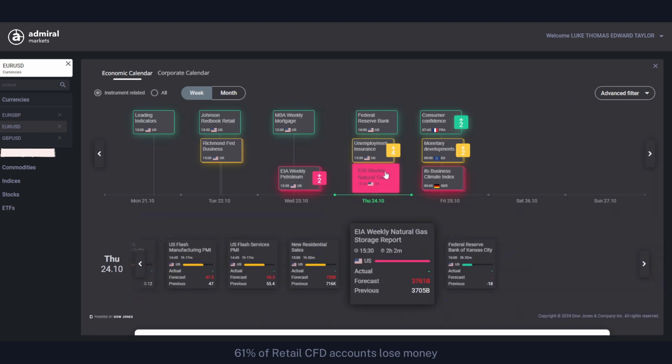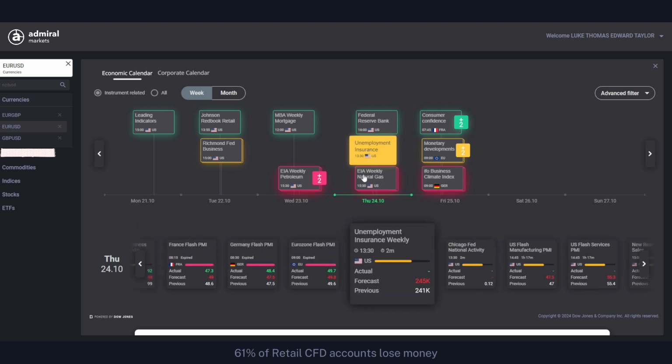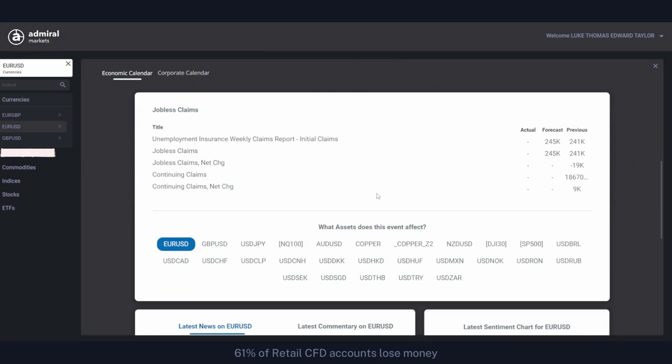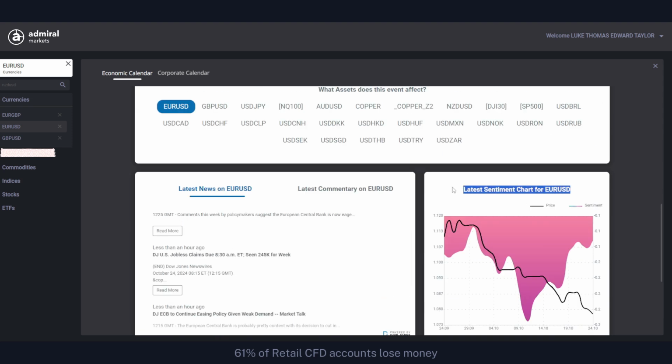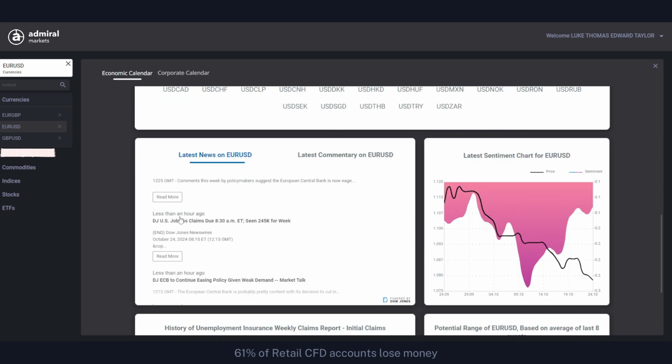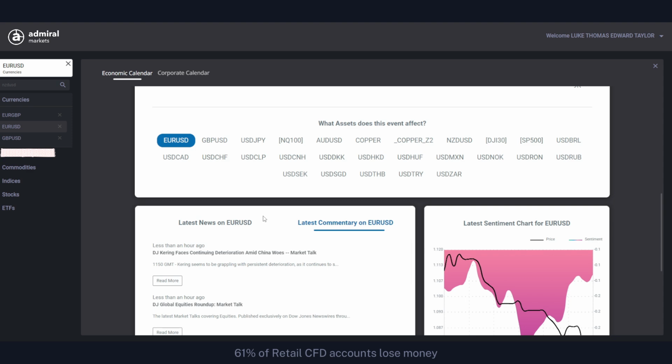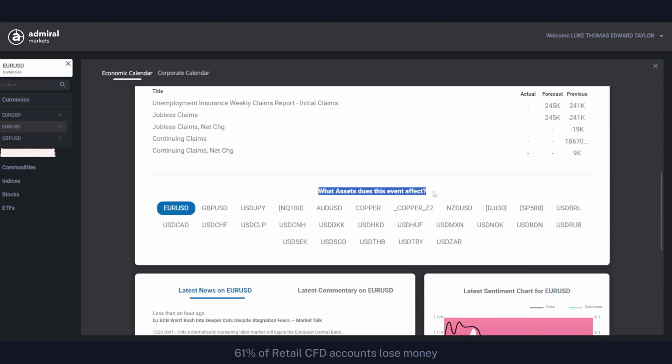Okay, so if I click on, let's say, the unemployment insurance, which is about to be released at half one, so any minute, you can scroll down here and it will show you the history of the unemployment insurance weekly claims report. That's the history of it. You've got the potential range of the euro USD based on the average of the last 8 events. You've got the latest sentiment chart for euro USD, the latest news for euro USD, and the latest commentary as well. You've got assets: does this event affect them?